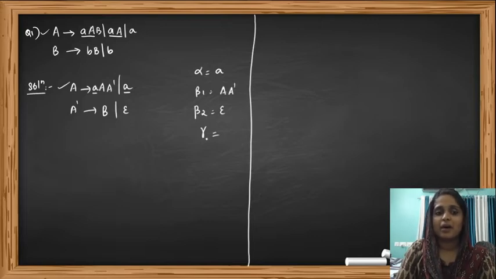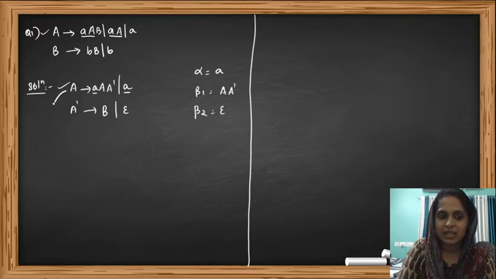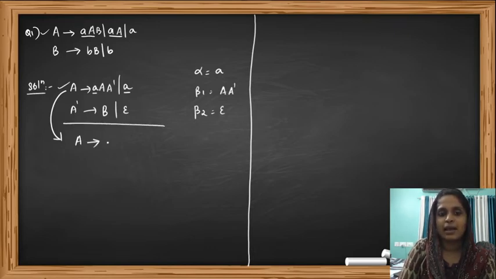Now what's the value of gamma? There is no gamma production, right? So we can just ignore the gamma one. Okay. Thus we have to rewrite this: A produces alpha A dash. What's the value of alpha? Alpha means A. So A dash.